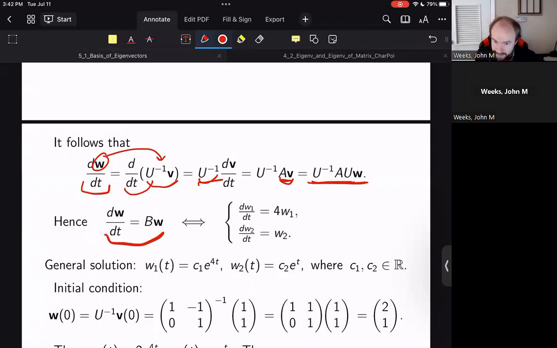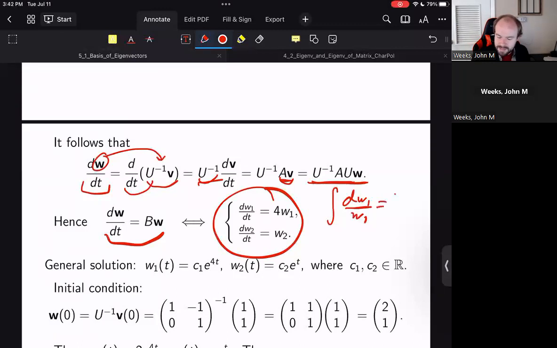Why is this better? Take a look at what we have. We now have a system of ODEs that is easy to solve. There's no intersplicing of the variables in the two equations here. I don't have a W2 inside of my first equation anymore. It's just W1. So now I can go through and do the exact same formula stuff that I would do previously, integrate both sides of dW1 divided by W1 and of 4 dt.